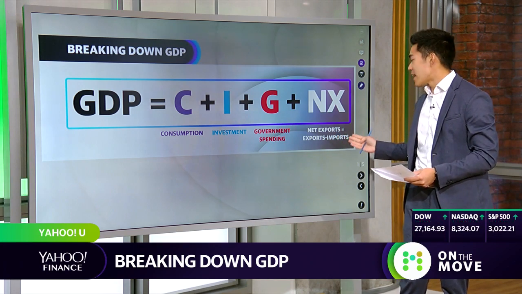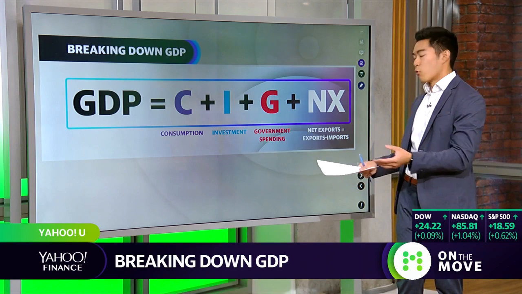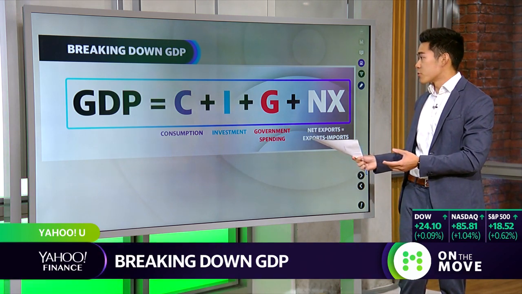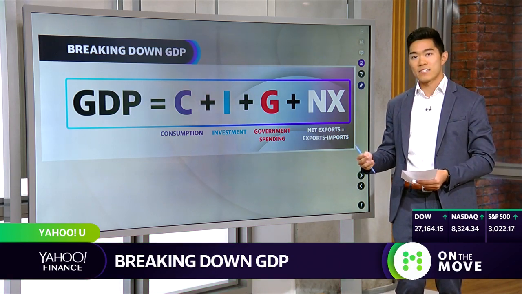And then the last bit is net exports. So that's exports minus imports. So if a country is exporting more than it imports, that's going to be a positive contributor to GDP. Conversely, if it imports more than it exports, that would be a minus to GDP.